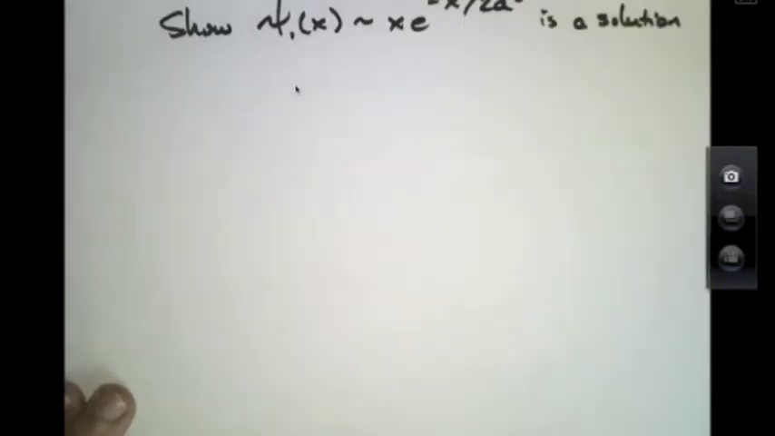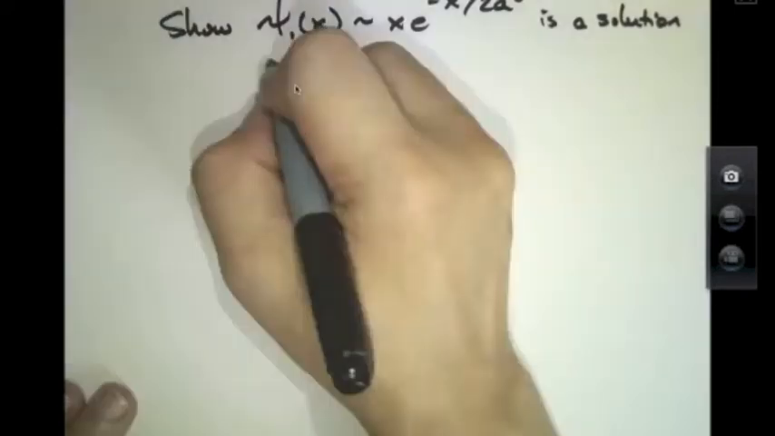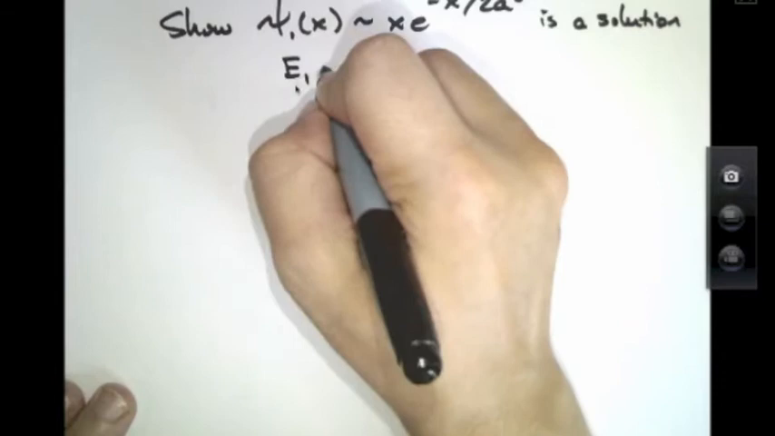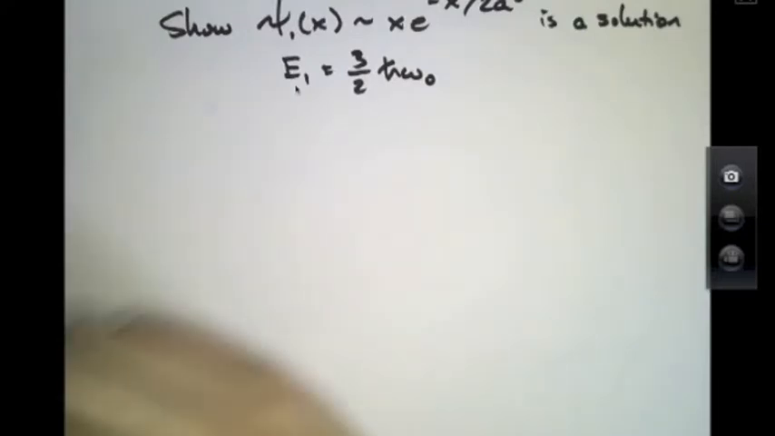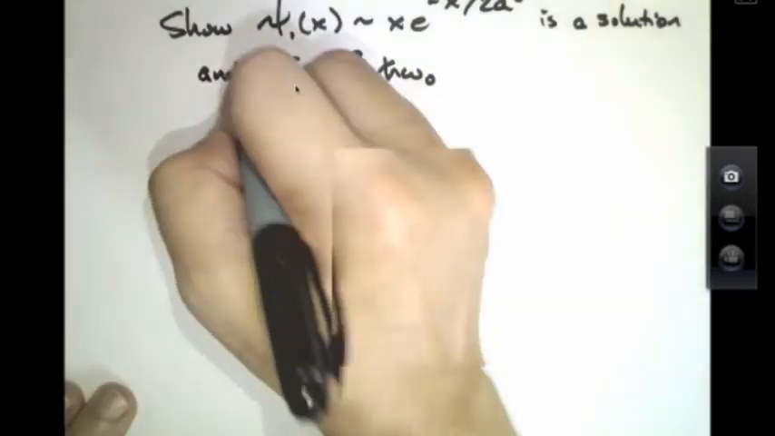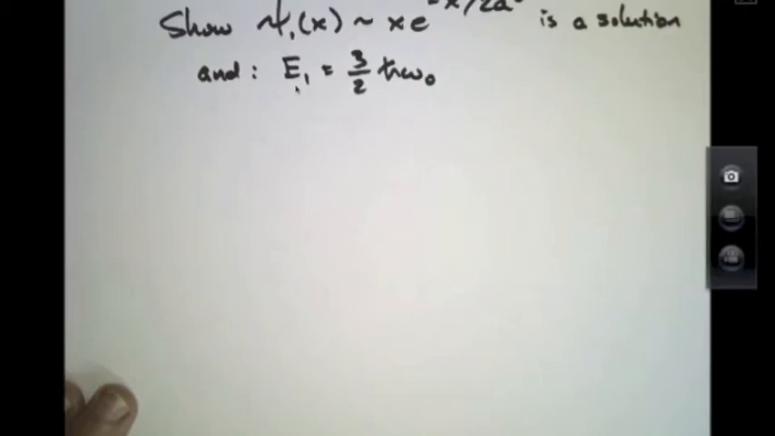We can also show that the next wave function, or the next polynomial, x times this Gaussian, would be a solution. And you can show that the next energy level is 3/2 h bar omega naught.